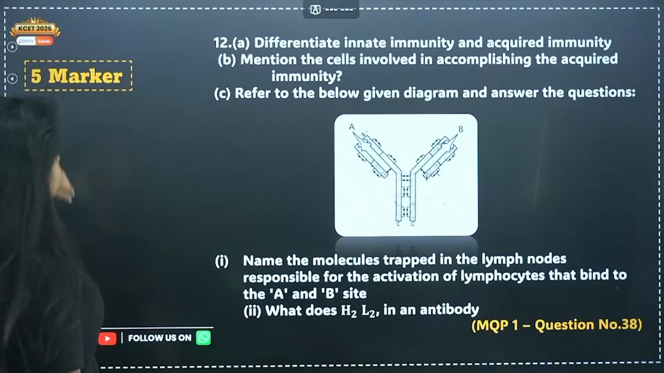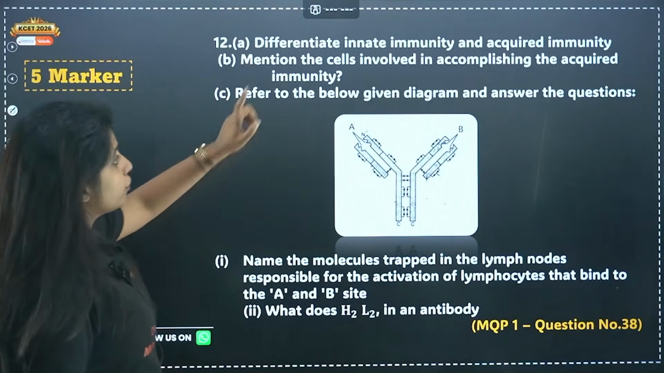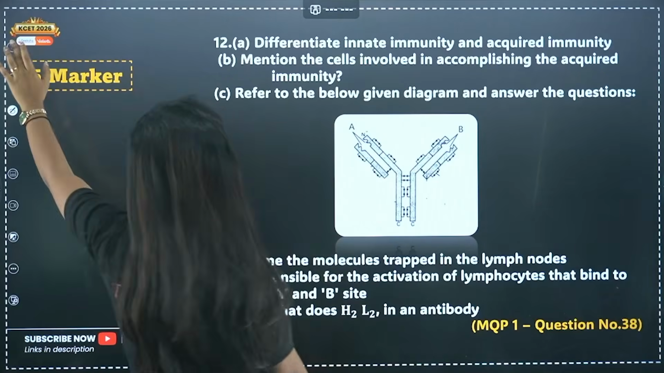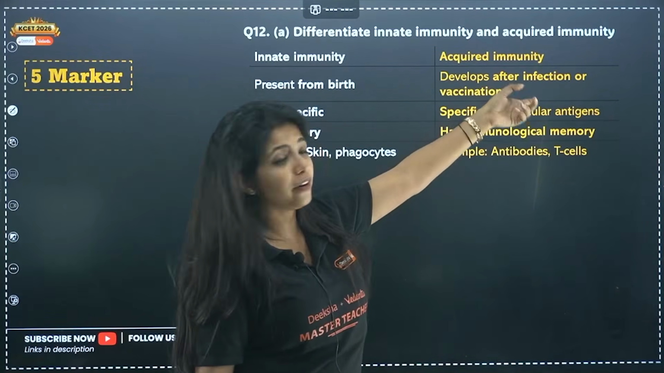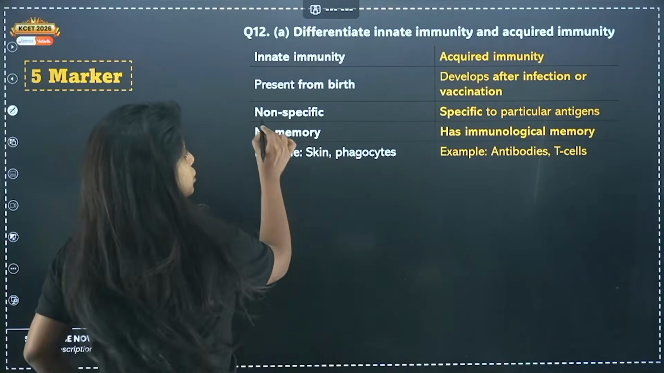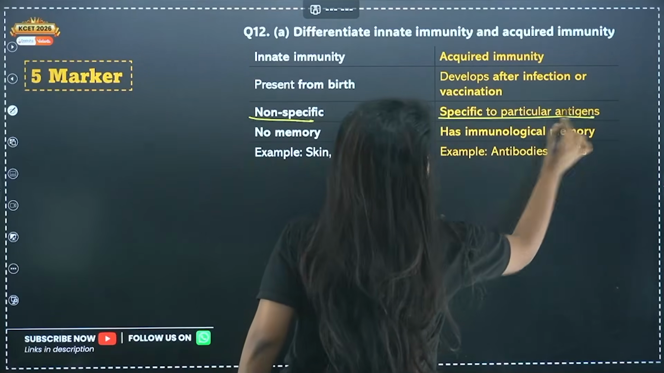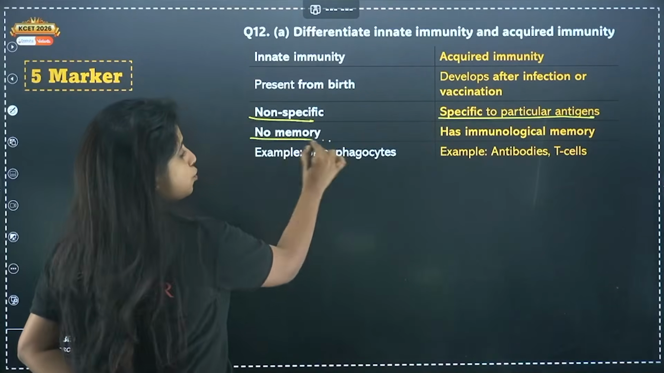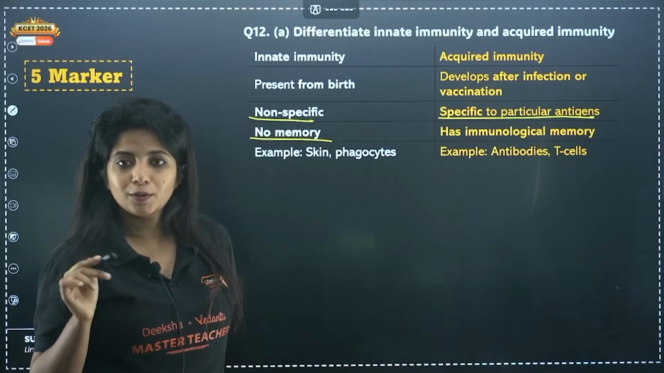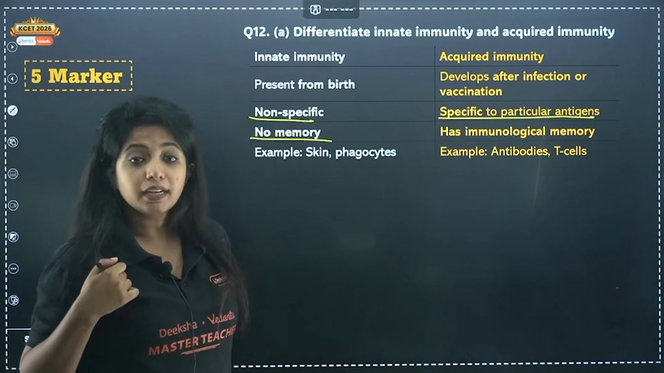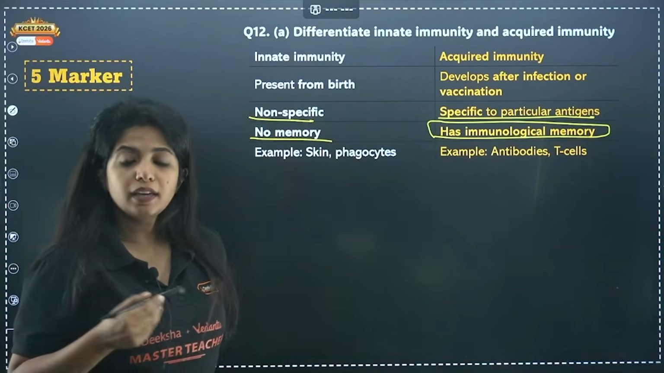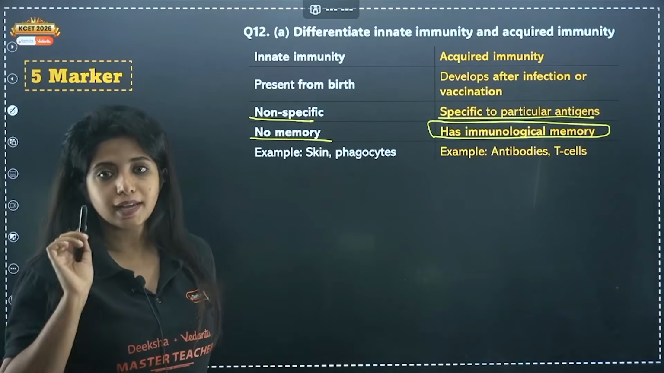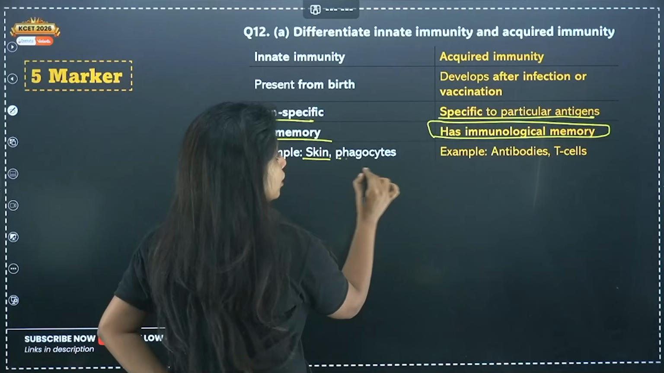Cool? Yes. Now the 5-marker question is: differentiate innate and acquired immunity. What is innate immunity? I told you it is present from birth. Acquired, you develop after an infection or vaccination. It is non-specific over here, but it is specific to particular antigens. There is no memory involved in innate immunity because there are no memory cells being formed. But here, B and T cells produce memory cells as well, which is why you have an immunological memory of what has happened. Example is skin and your phagocytes.